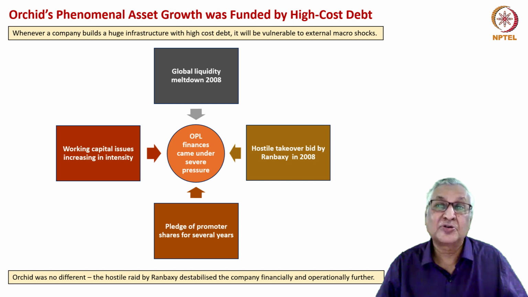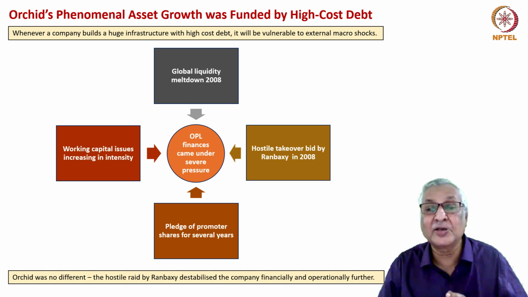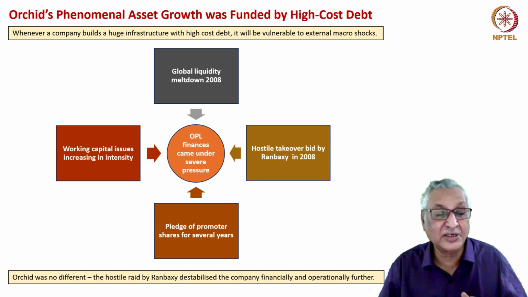Orchid's phenomenal asset growth was funded by high-cost debt. OPL finances came under severe pressure because of the global liquidity meltdown in 2008, a hostile takeover bid by Ranbaxy in 2008, pledge of promoter shares for several years, and working capital issues increasing in intensity.